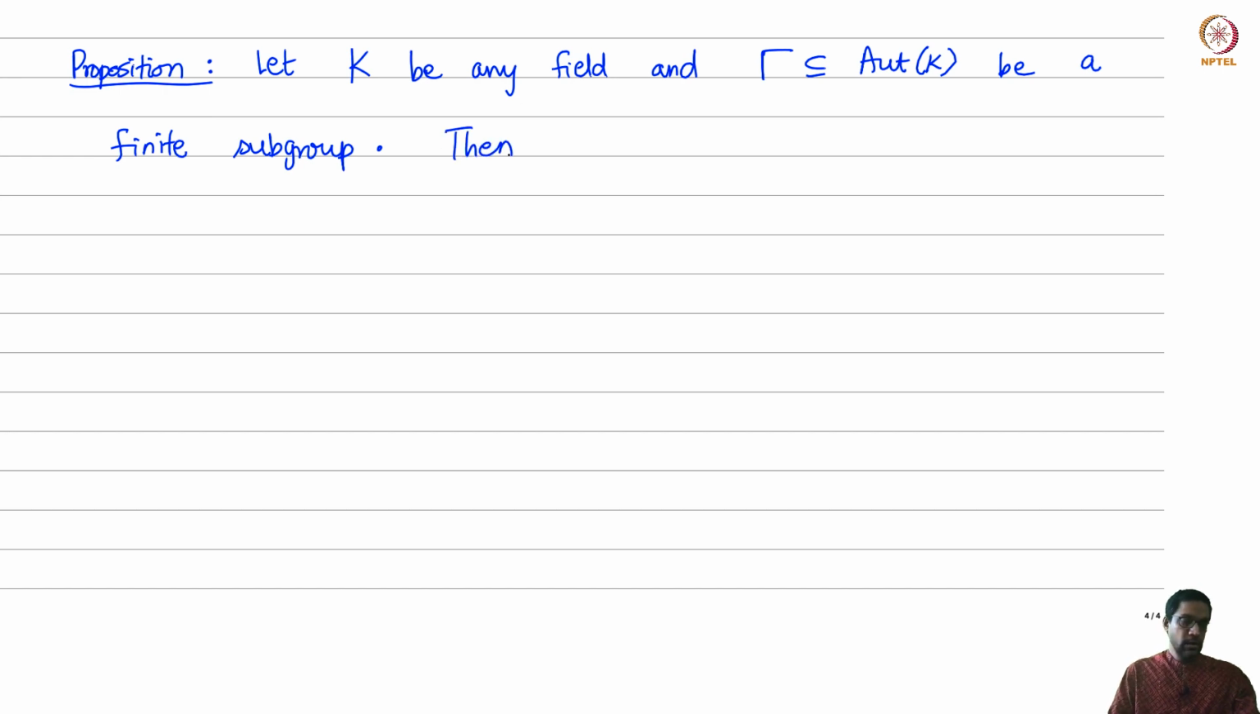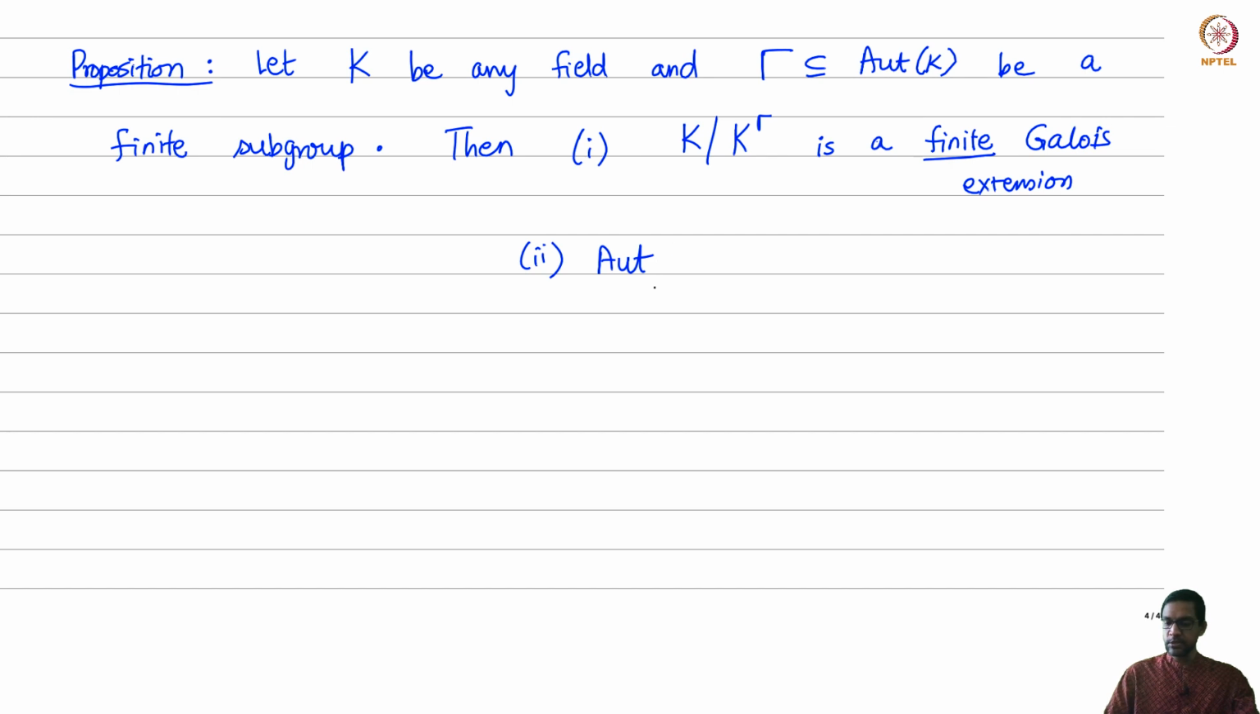Okay, then two statements. Number one, K over K gamma. Recall this is a finite extension because Artin's theorem tells you that the degree of the extension is the cardinality of gamma, but we want to claim more than that. This is a finite Galois extension. Finite is already done by Artin, so we are just trying to prove the Galois bit now. And statement two, the group of automorphisms of K which leave K gamma fixed is exactly gamma.